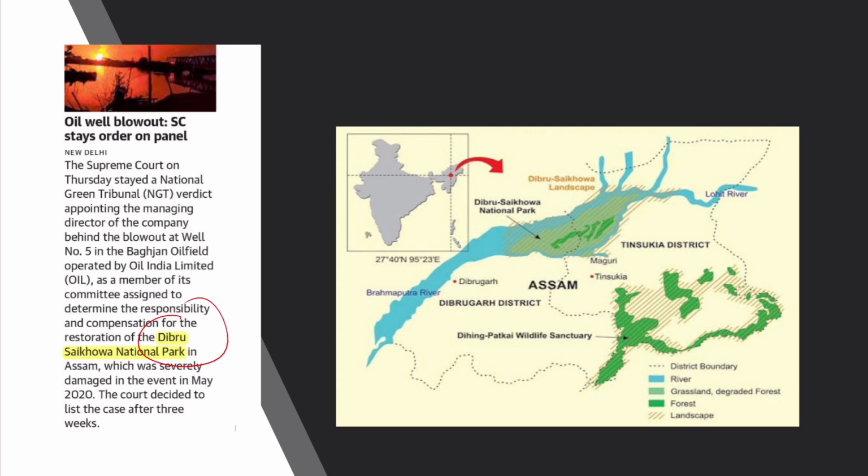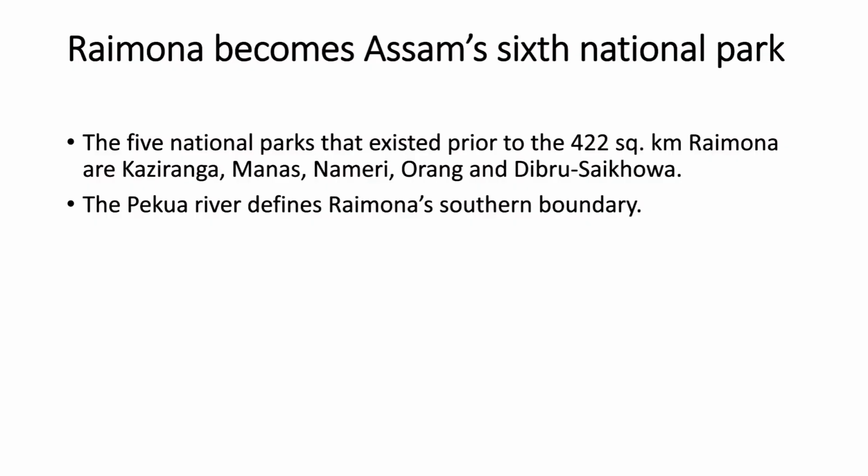So the Dibru-Saikhowa National Park was affected as a result of the oil field fire. You can see the national park on the map. It lies alongside the Brahmaputra river. Recently, another national park was formed in the state of Assam. It was the Raimona National Park. It has become the 6th national park of the state of Assam. The other 5 national parks are Kaziranga, Manas, Nameri, Orang and Dibru-Saikhowa.